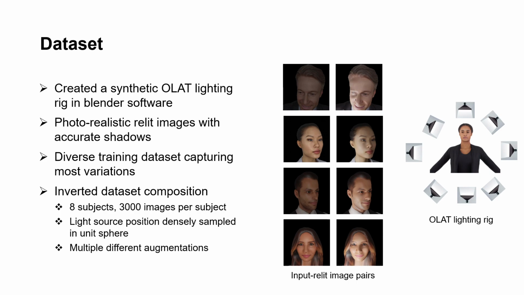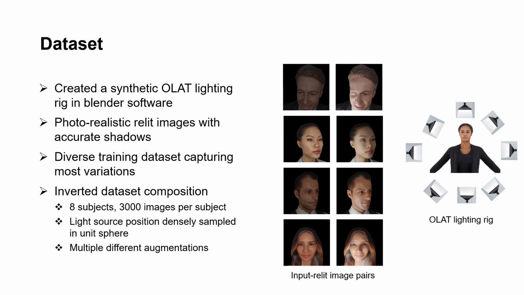We used just 8 3D human models and generated 3000 lighting variations for each model. The light source position was densely varied along a unit sphere. We densely varied the light source intensity too.